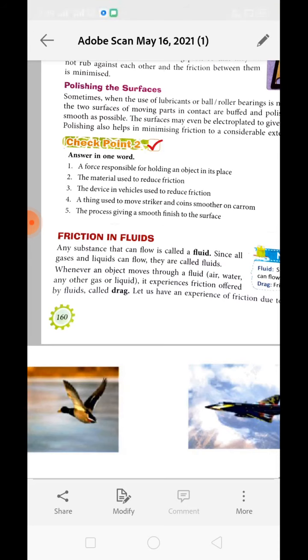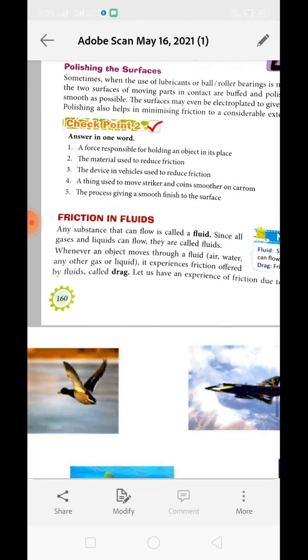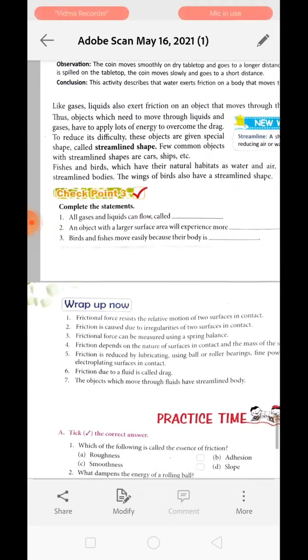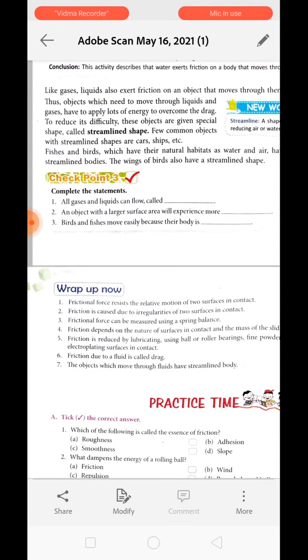Fourth, a thing used to move striker and coin smoothly on carom, it is talcum powder. Now fifth one is the process giving a smooth finishing to the surface is known as polishing. Now next one at checkpoint number 3.